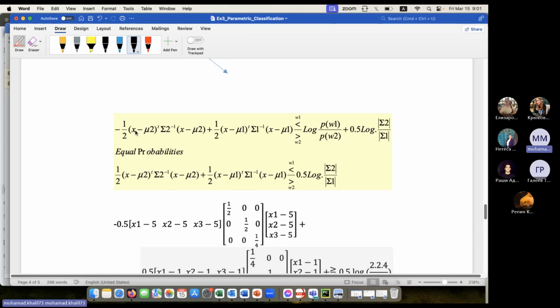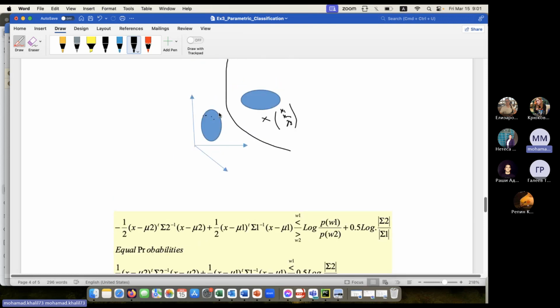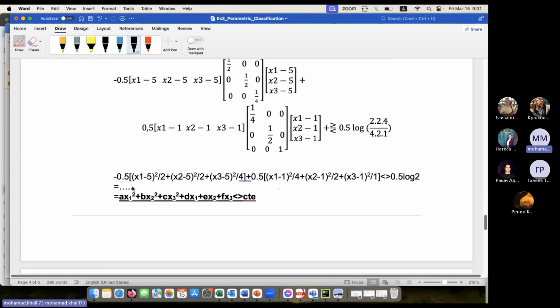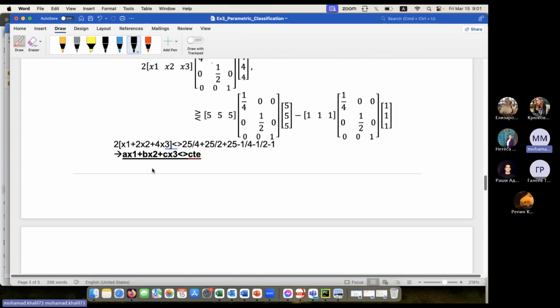Because sometimes it's in R3 or R4. We didn't plot anything here. Here we can plot in R3 only. In R2, okay, in R3, but in R4 you cannot plot. In R4, you have x1 square, x2 square, x3 square, x4, x4 square, and so on. And in this case you have x1, x2, x3, x4 if it's in R4, but you cannot plot.